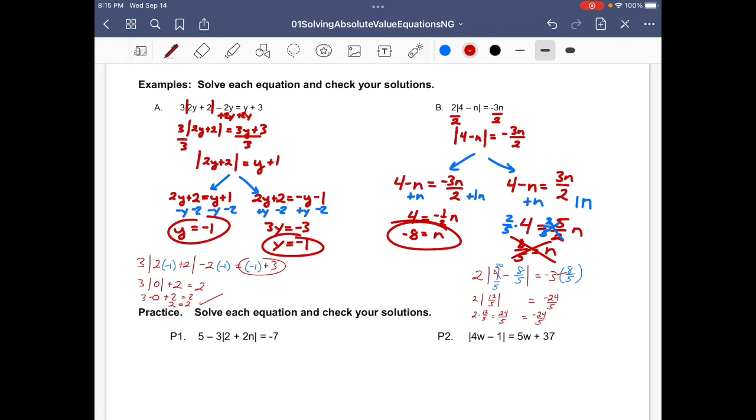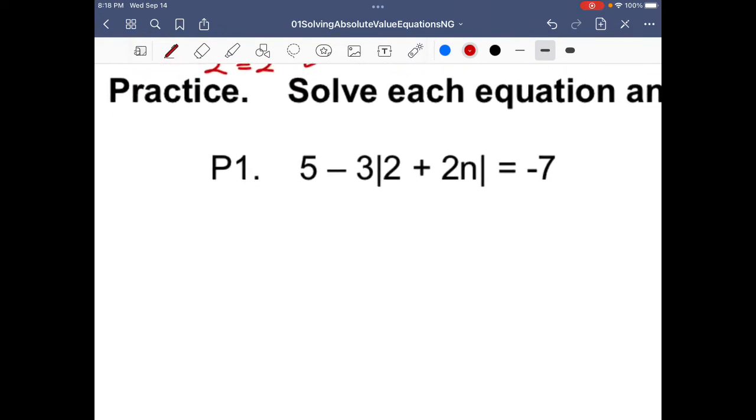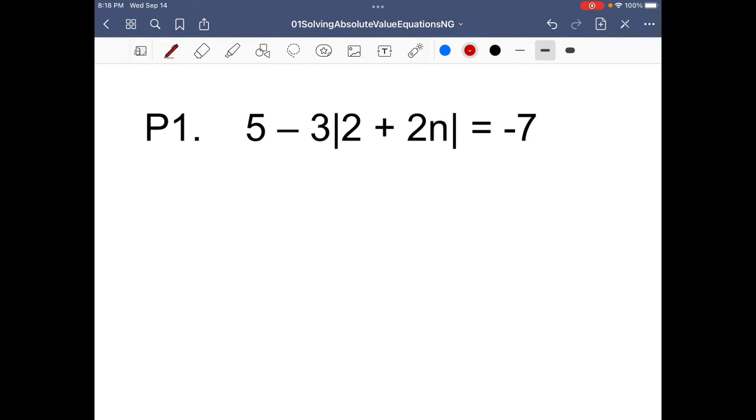Isolate the absolute value and then split it into a positive and a negative, or to say another way, split it into the same and the opposite. All right, why don't you try problem P1? Why don't you try practice 1 as something to see if you can get correct right now.